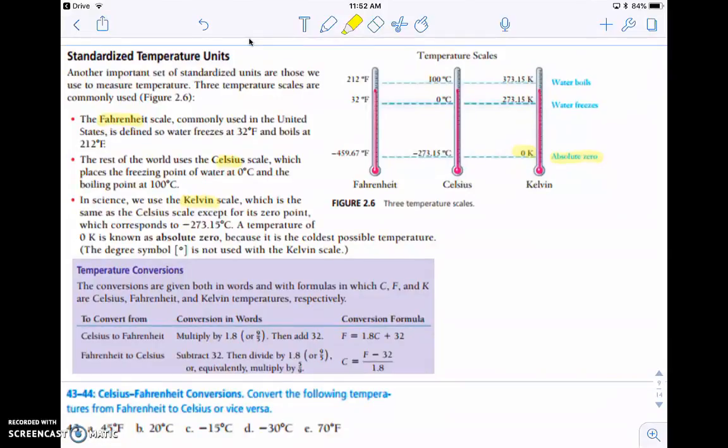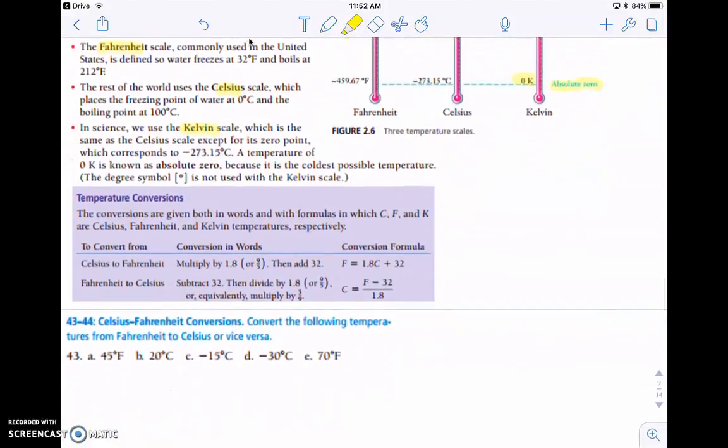So you can see different scales here. The freezing point for Kelvin is 273.15. 0 degrees Celsius, very convenient, is freezing. And 32 degrees Fahrenheit is freezing. 212 is the boiling point in Fahrenheit. 100 degrees Celsius is the boiling point in Celsius, and 373.15 for Kelvin. But again, we're only sticking to Fahrenheit and Celsius, so we need to convert back and forth, and those conversions can be found right here.